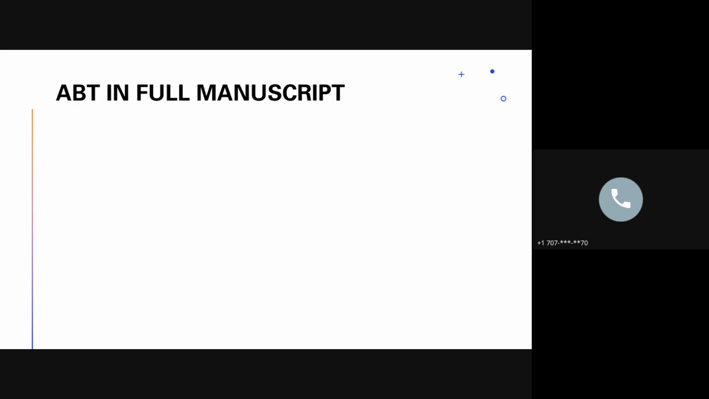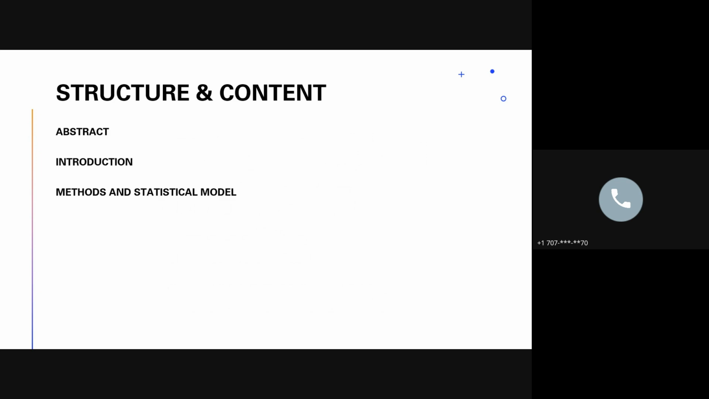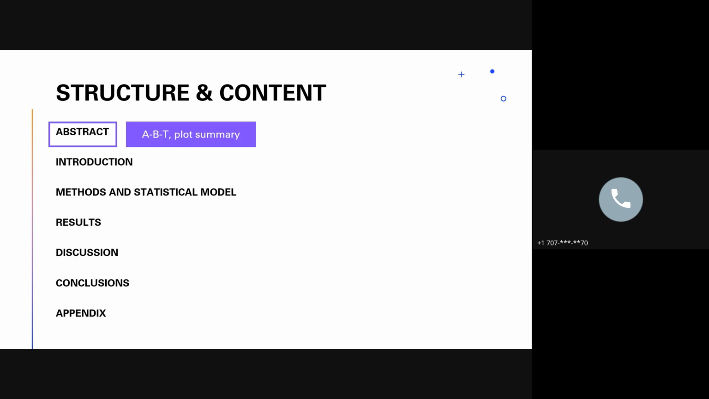So using ABT in a full manuscript would look something like this. If we're using the IMRAD structure, introduction, methods, results, discussion, then it can look like this. We've got an abstract, introduction, methods and statistical model, results, discussion, conclusions. Discussion and conclusions might be combined, and then maybe an appendix. The abstract is where we're laying out the whole plot summary. This is the description on the back of the book. This is the trailer for the movie you're going to see. This is where we give the whole ending away.